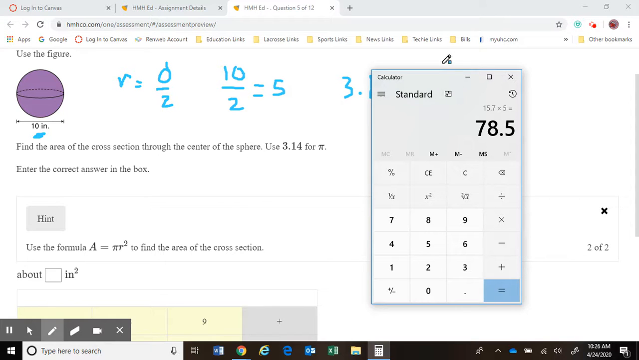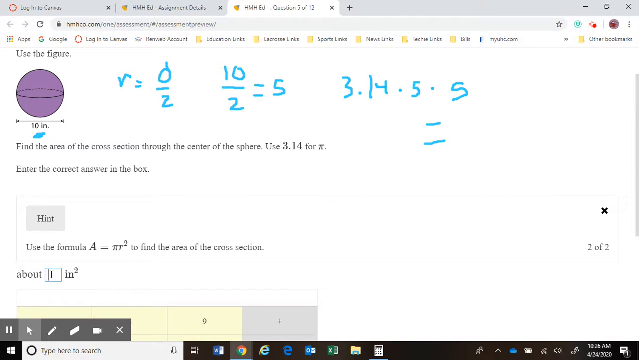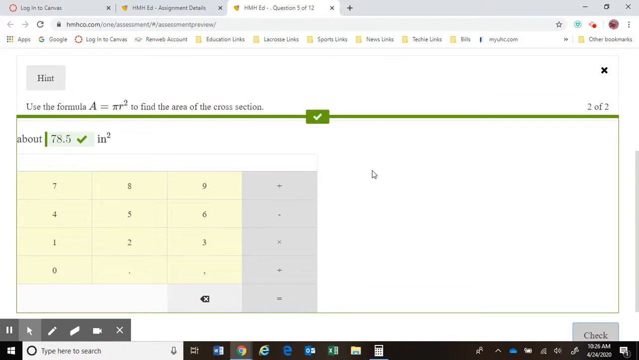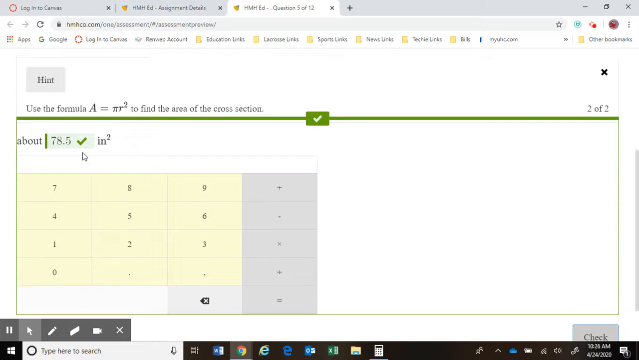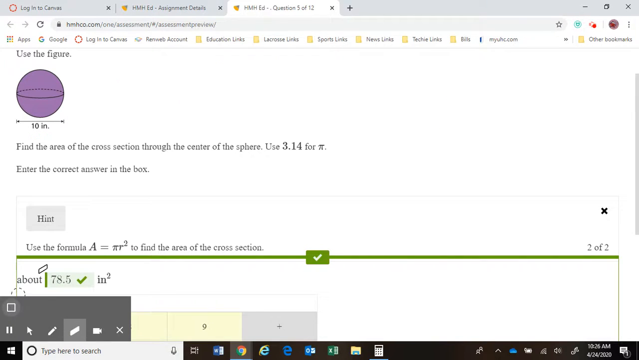We got 78.5 inches squared. Check it. We're good. Cutting through the middle of that sphere, it's going to create a circle. All right, let's clean this off. Now let's move on to the next one.